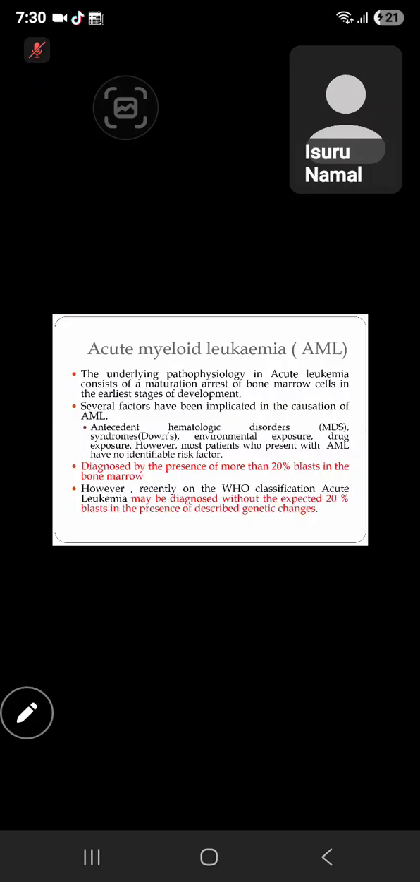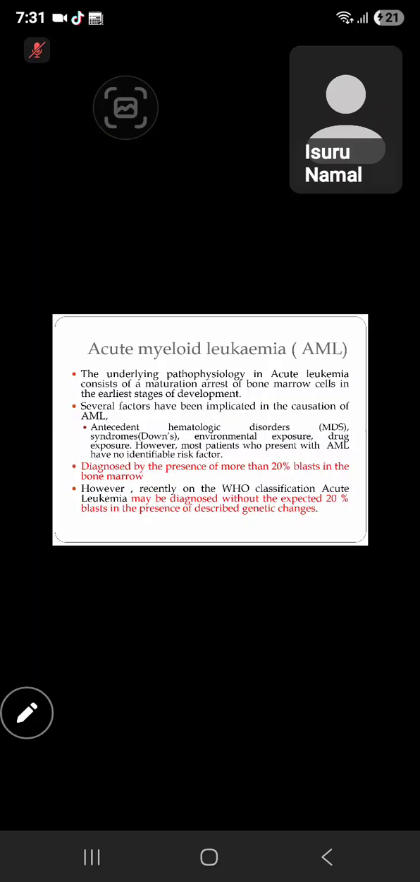As we know, acute leukemia, as I told previously, consists of a maturation arrest. Maturation arrest means maturation is stopped or disturbed in the bone marrow cells. That's why immature cells proliferate inside the bone marrow. Actually, that is the cancer. There are several factors that have been implicated in this AML, the causative factors. Mainly, there is one important factor, myelodysplastic syndrome.